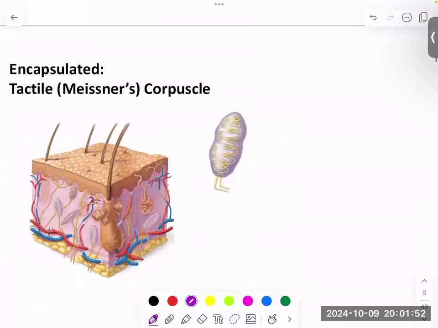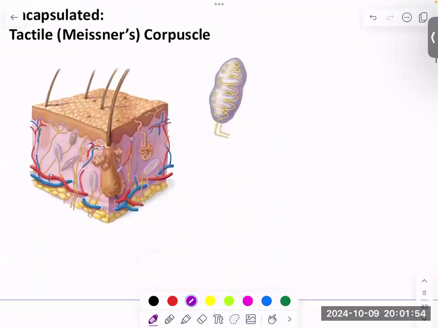Meissner's corpuscle. This is another receptor. They're located right here. That's Meissner's corpuscle. This one is a gel surrounding the neuron on the inside, and the neuron is coiled. So what does this detect? It's the movement of the gel.